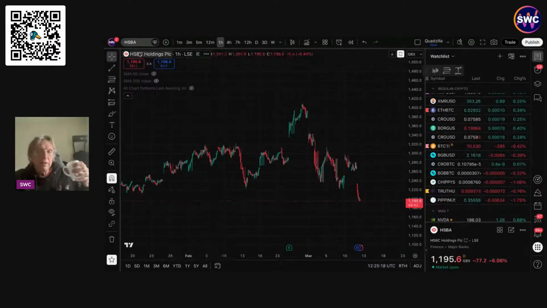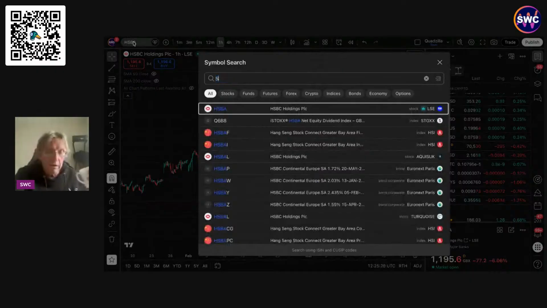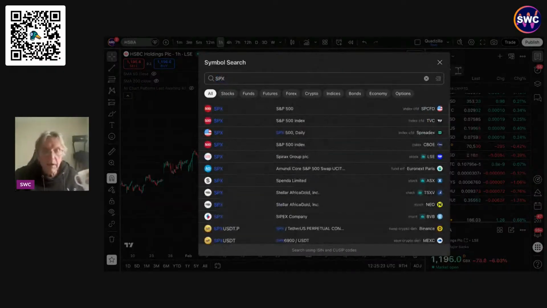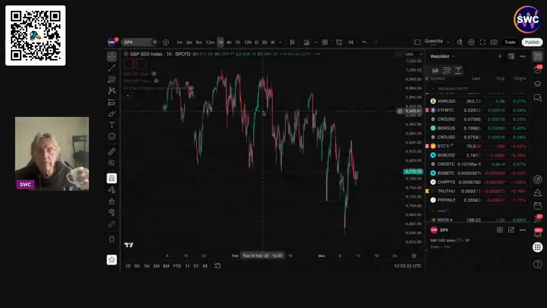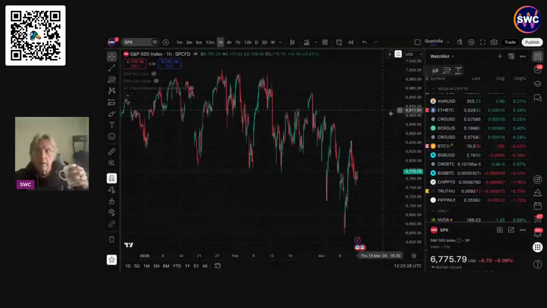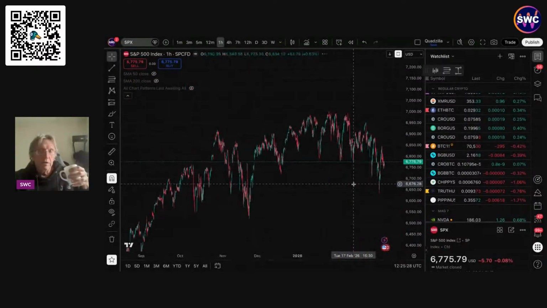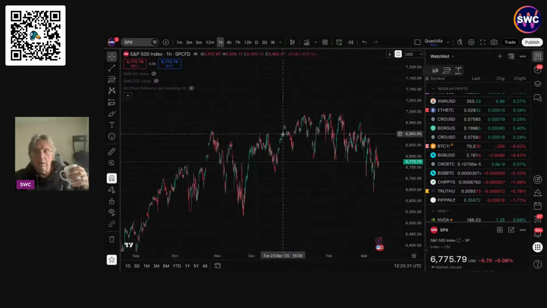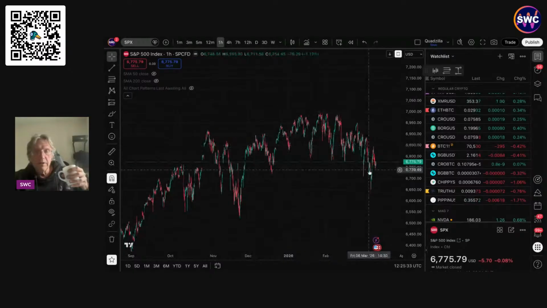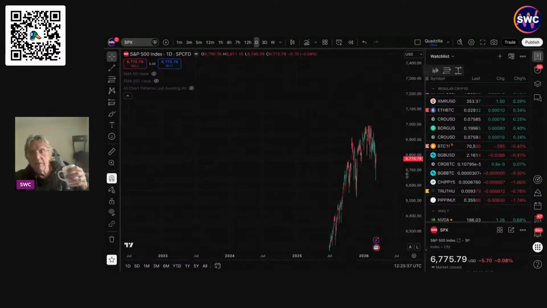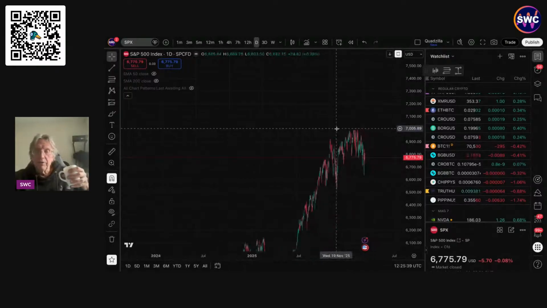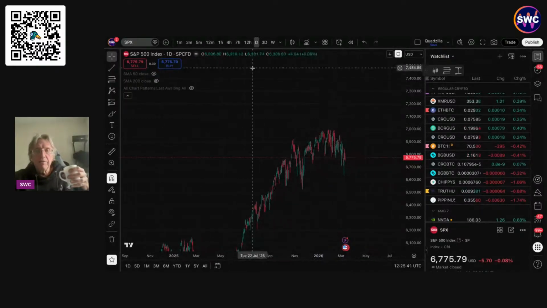Let's have a look at the SPX, S&P 500. So it's not down horribly, is it? I suppose, yeah, not sure. It doesn't seem like there's much to play with here. Anyway, let's have a look at this.